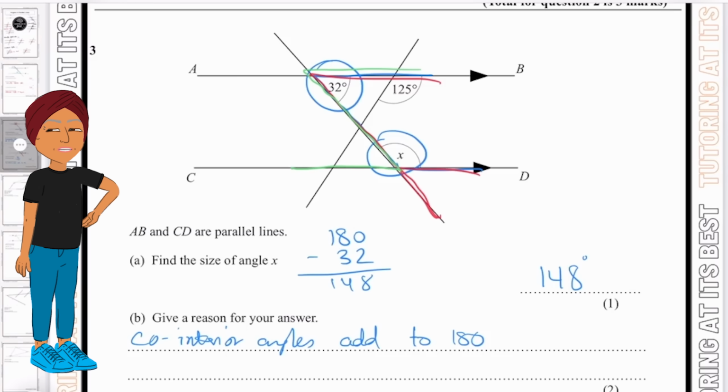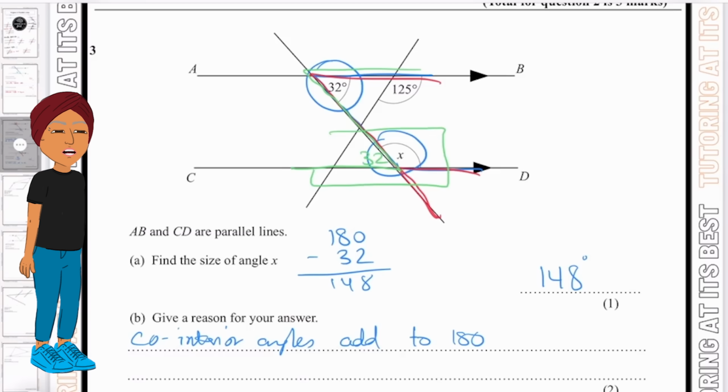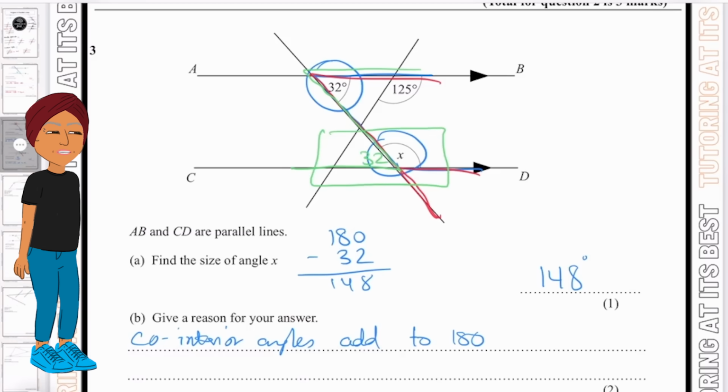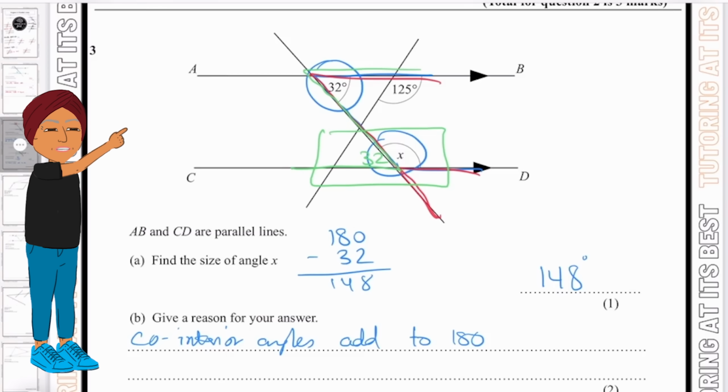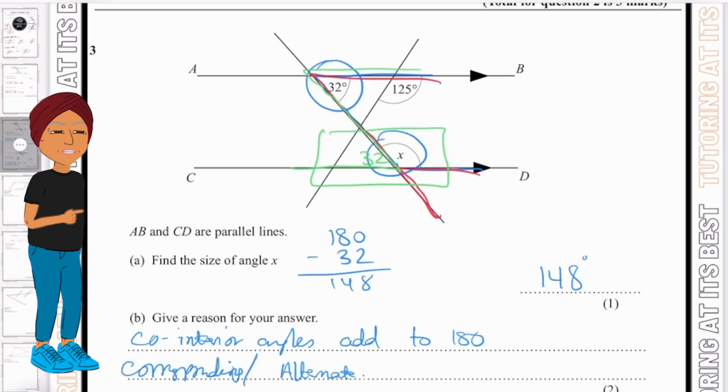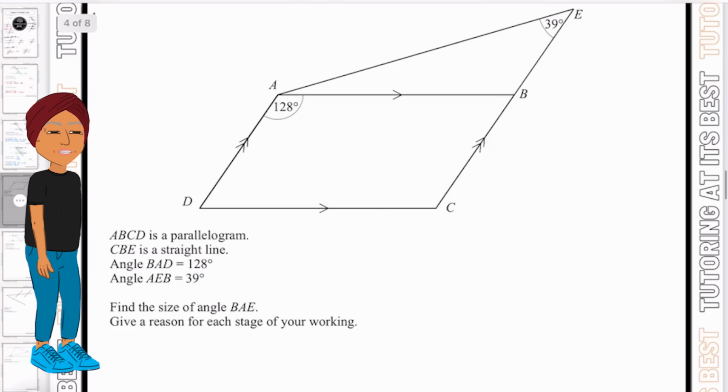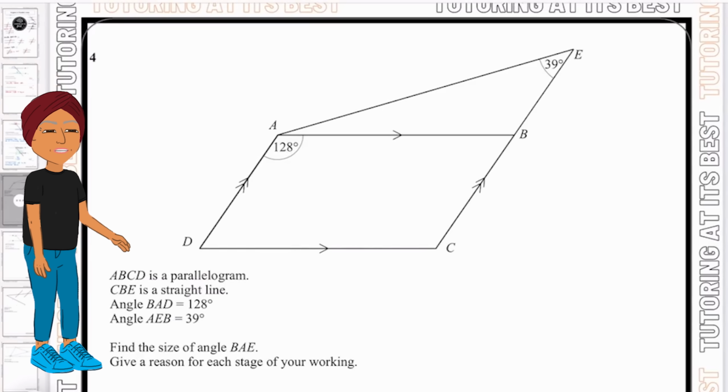So we know that if the top is 32, then the bottom is also 32. And because it's on a straight line, we know that angles on a straight line add up to 180 degrees. So we would have 180, take away 32, which will give us 148. So that being said, we can also note down corresponding and alternate. Marvelous. Okay, let's go for question 4.